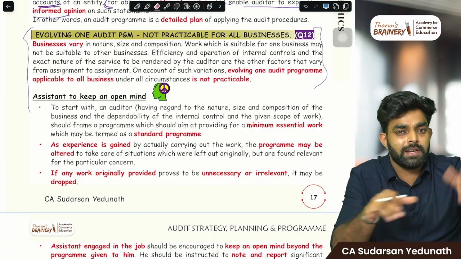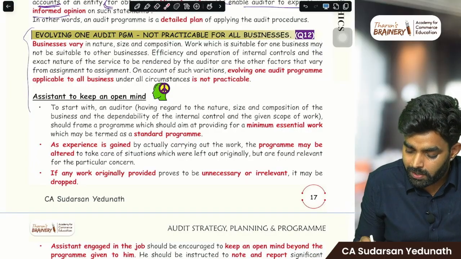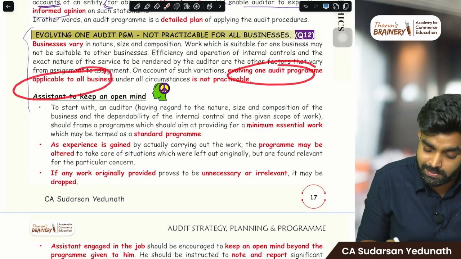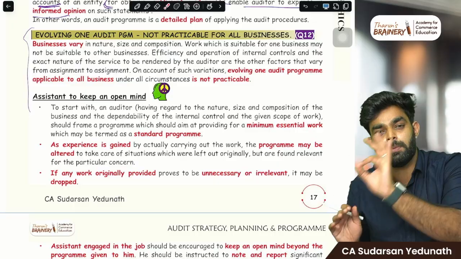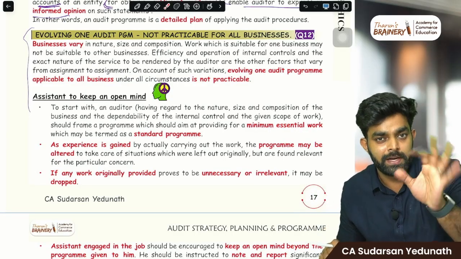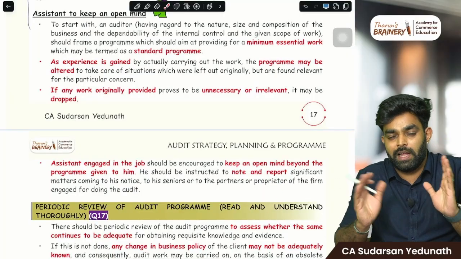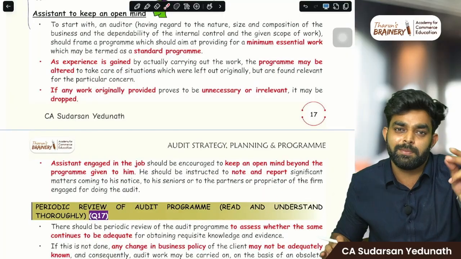They are lazy to make different audit programs for different companies. So that is why it is said that evolving one audit program that is applicable to all businesses is not practicable. Depending upon the business, study the business and make the audit program accordingly. That would be better. If it is a similar industry, like if Boat and JBL are my clients, at least I can use the same audit program with slight modifications.